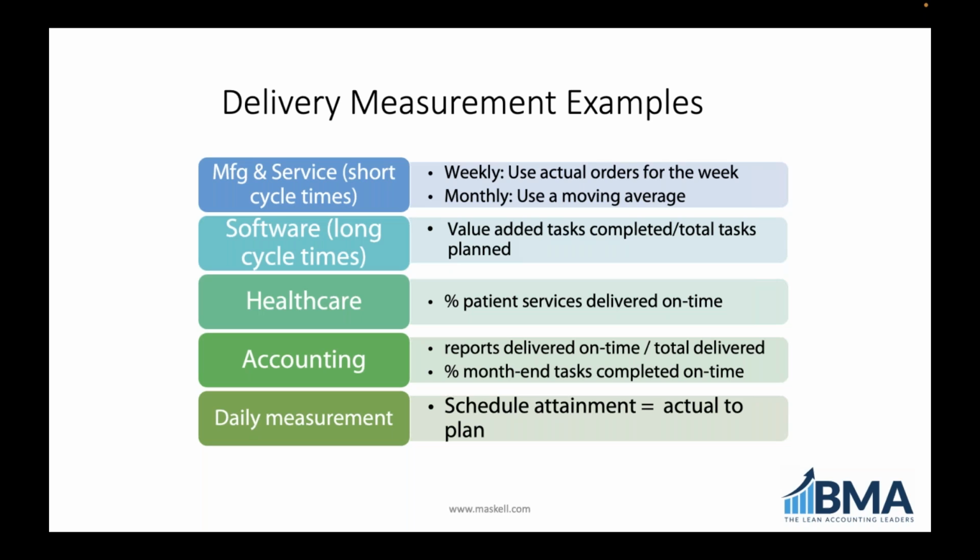Now, the daily measurement that links to delivery is schedule attainment. So what are we supposed to get done today, and what did we actually get done today? And every day is a new day, okay? And a lot of times in systems, I know manufacturing ERP systems, it can calculate on-time delivery. So you can extract this information out of systems, okay?